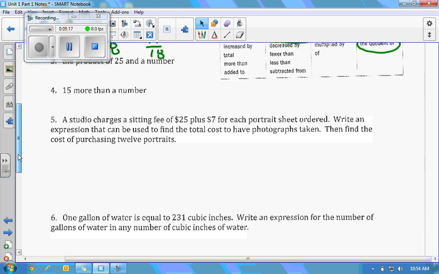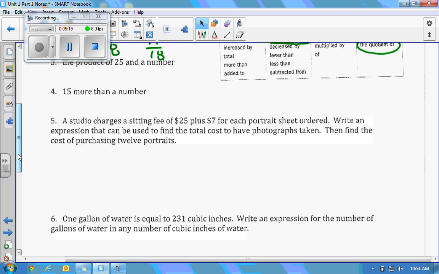If you scroll down, it says the studio charges a sitting fee of $25 plus $7 for each portrait sheet order. Write an expression that can be used to find the total cost to have photographs taken. Then find the cost of purchasing 12 portraits. Okay, so we know that we have a sitting fee of $25. So what that means is that you're going to pay $25 no matter what. So I can go ahead and write that down. It says 25 plus, which if you look at your table is a keyword for addition.